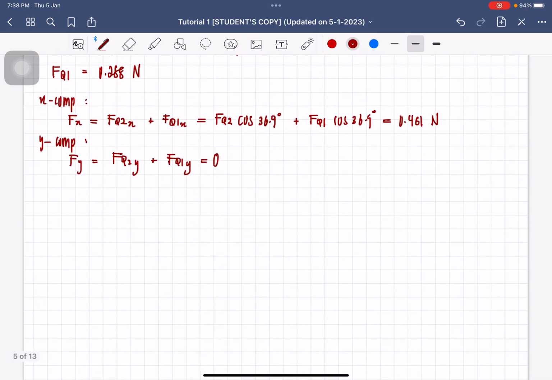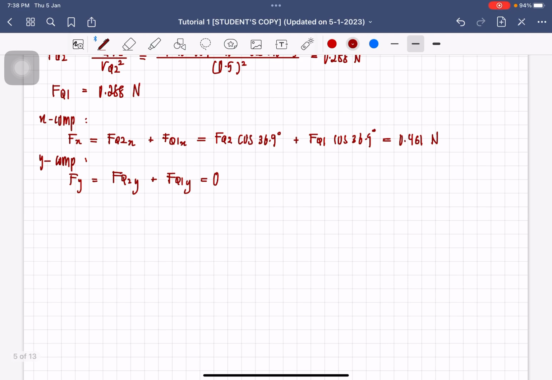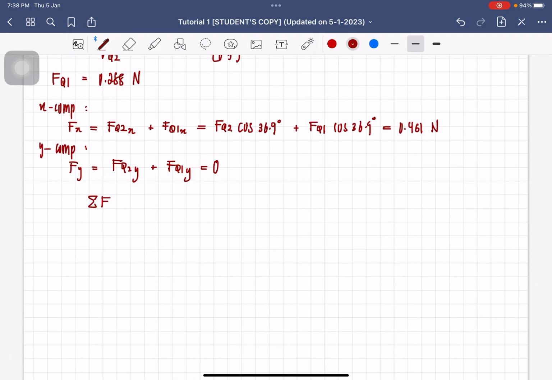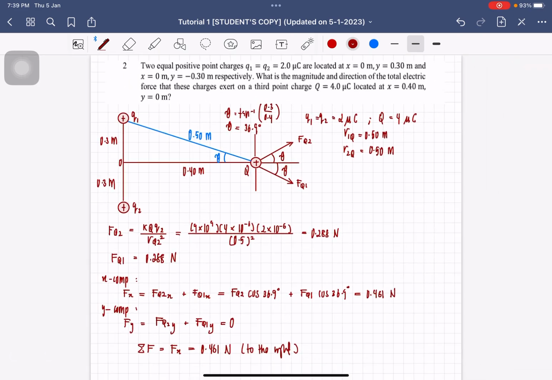That means the resultant force is actually just the x component, which is equal to 0.461 Newton. So where is the direction? The direction is pointing to the right. So that is the solution for question number 2. I hope you don't get any confusion here, but if you do, feel free to ask me. So that's basically how you solve question number 2.